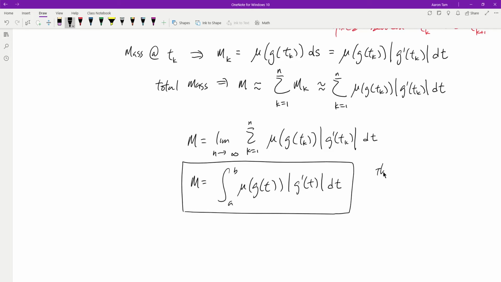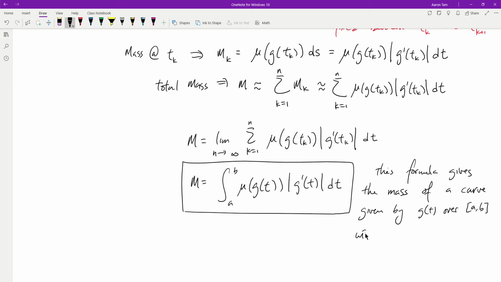So this formula gives the mass of a curve given by g of t over the interval from a to b with density function mu of x. So that gives us the mass, provided that we have the length.